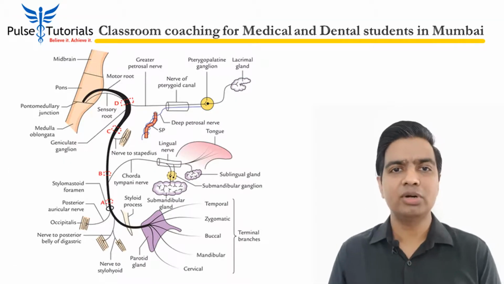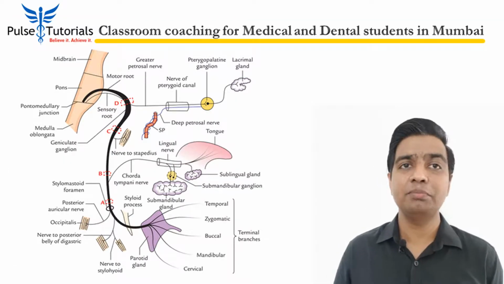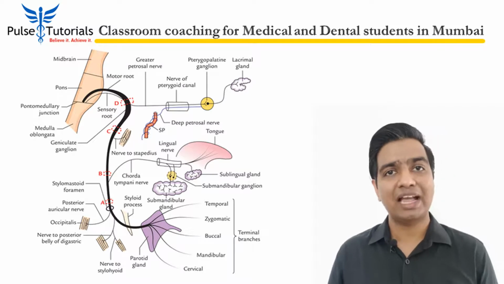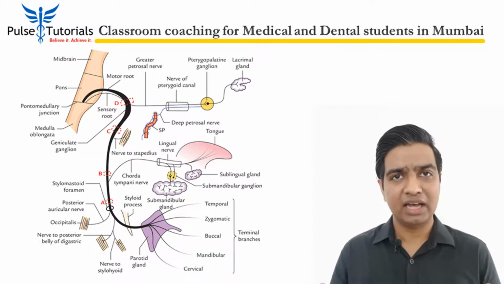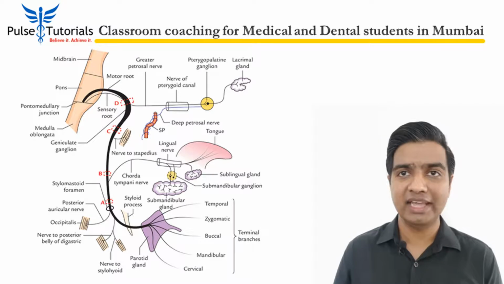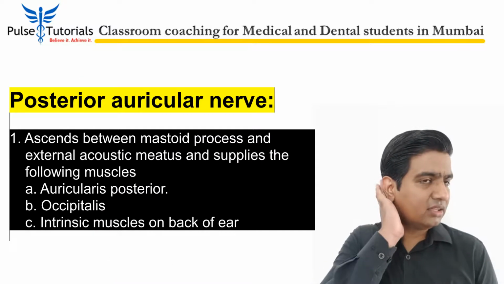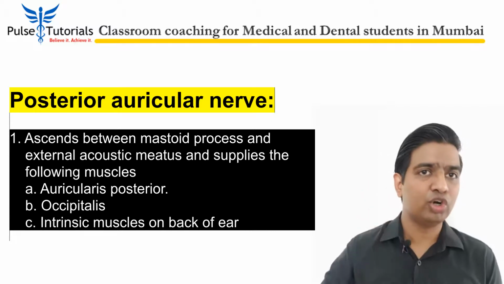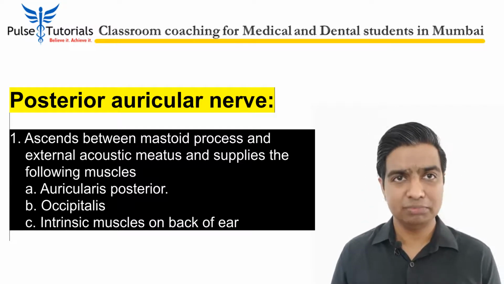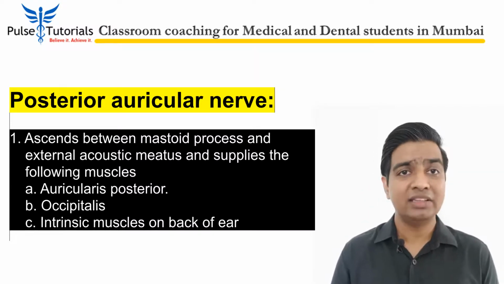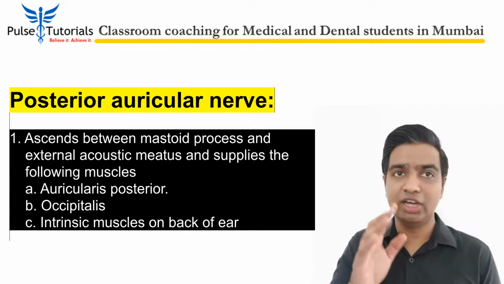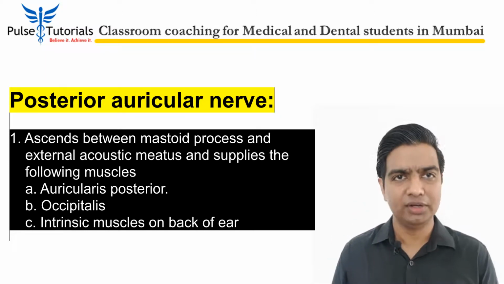The fourth important nerve that you can notice in the diagram here is the posterior auricular nerve, which arises and ascends between the mastoid process and the external acoustic meatus, and it supplies the muscles at the posterior part of your head. So auricularis posterior, occipitalis, and the intrinsic muscles of the back of the ear are all supplied by the posterior auricular nerve.